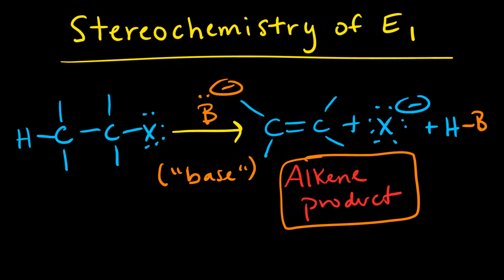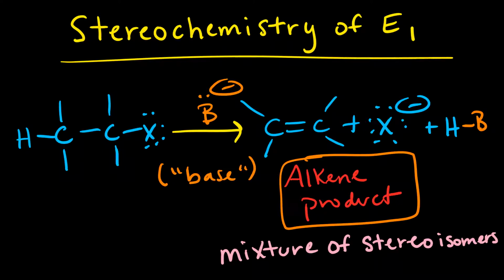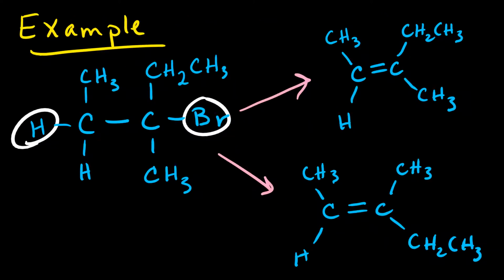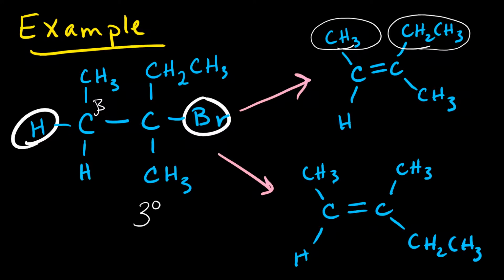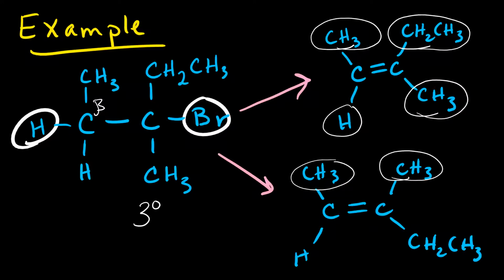Recall that the E1 reaction is going to give an alkene product. And this alkene product can be a mixture of stereoisomers. So for example, if you were to run an E1 reaction on this tertiary substrate here and eliminate the halogen as well as the beta proton, there are two possible ways you could draw the alkene product. You could draw the product with the ethyl and the methyl group on the same side, and that would put the hydrogen and the methyl group on the other side. Or you could draw the product with the methyl groups both on the same side and the ethyl and the proton on the same side here.